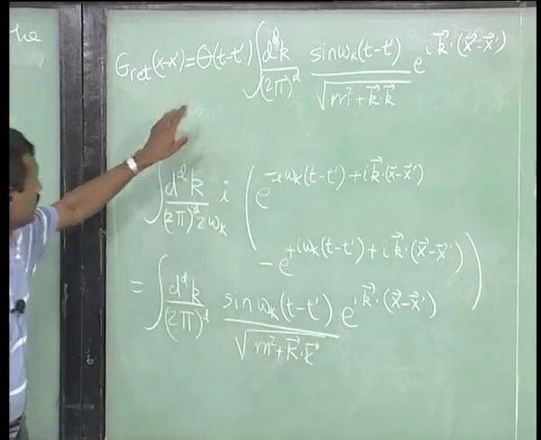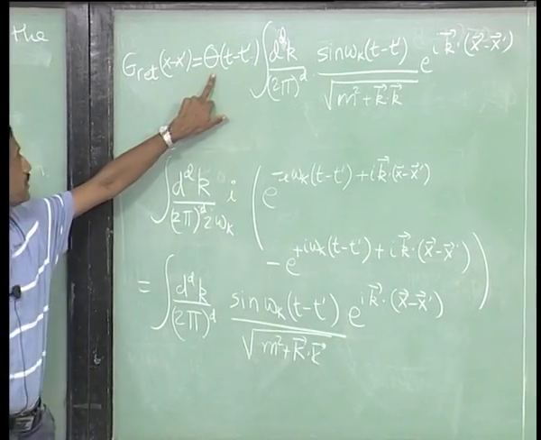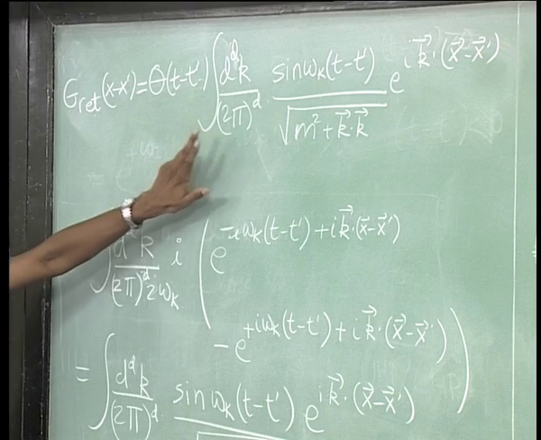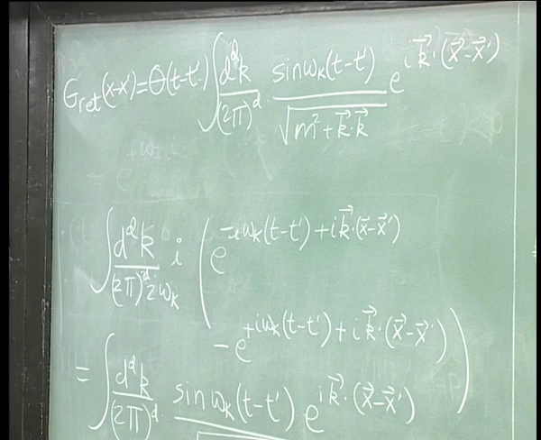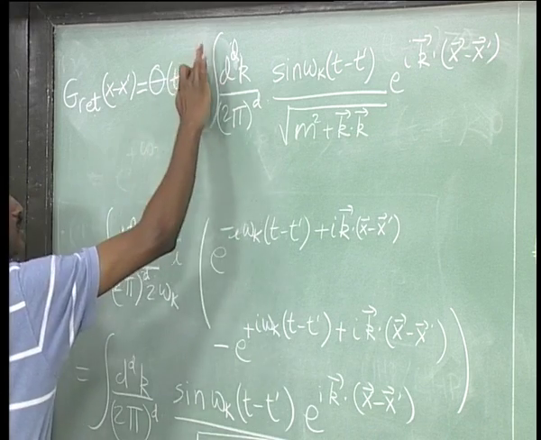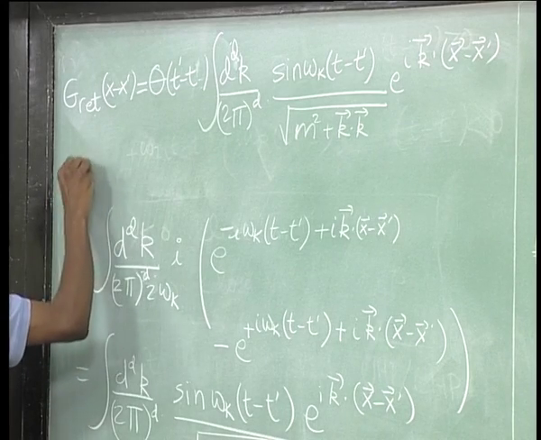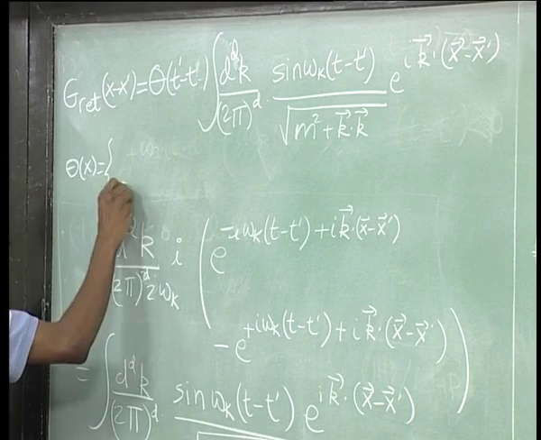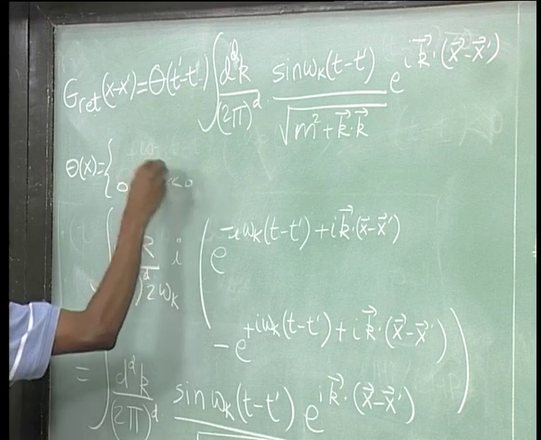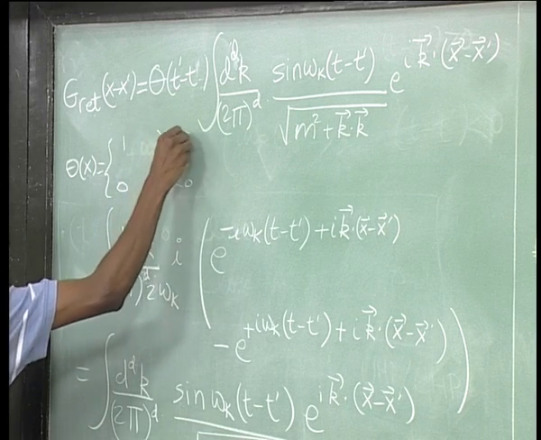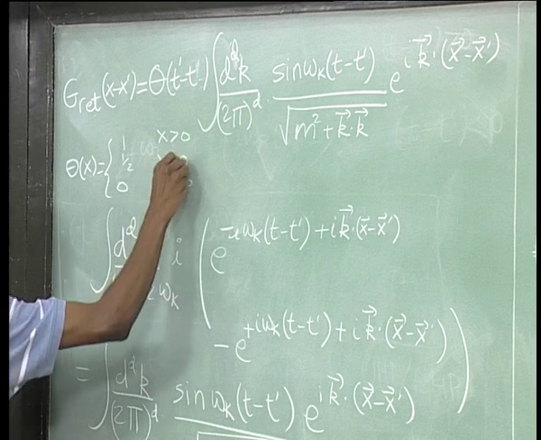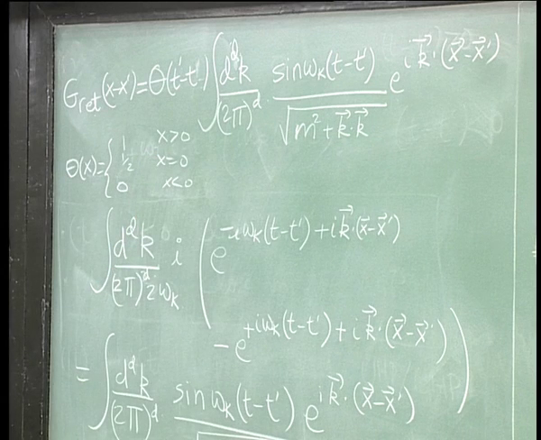Okay, I need to check. So this is the Heaviside theta function. This should vanish when t minus t prime is less than 0, so I should change this. So the Heaviside theta function is 0 for x less than 0, 1 for x greater than 0, and half for x equal to 0. Okay, the step function.